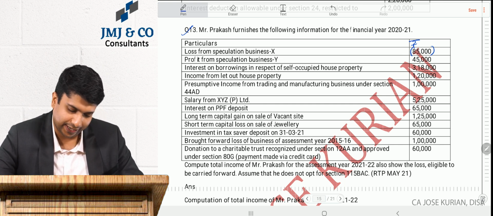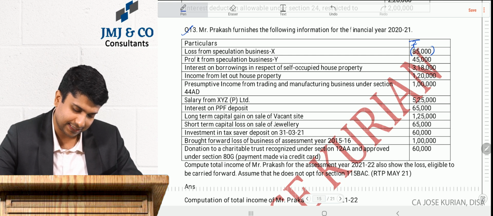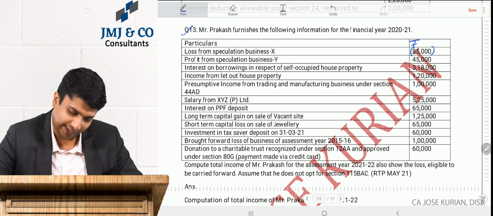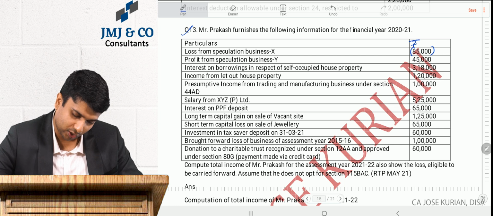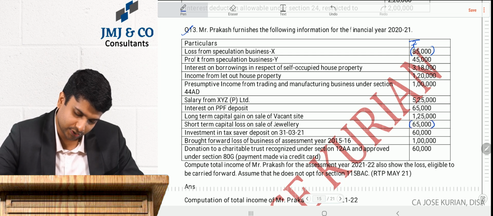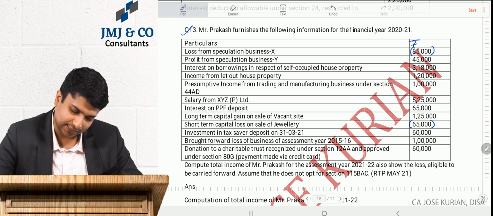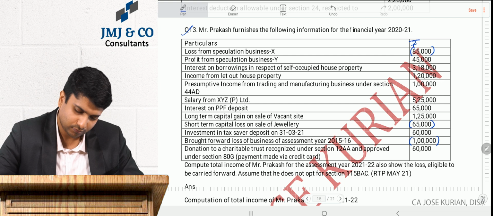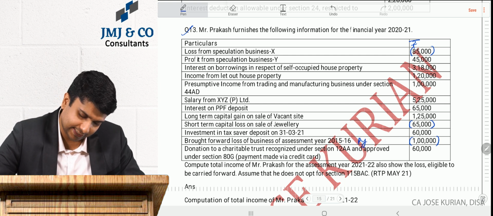Presumptive income from trading and manufacturing business under section 44AD is also given. Salary given. Interest on public provident fund deposit given. Long-term capital gain on sale of vacant land is given. Short-term capital loss on jewelry, so it is a loss. Again, investment in tax savers deposit 60,000. Brought forward loss of business of assessment year 15-16. All right, assessment year 15-16 means previous year 14-15 is also given in the question.